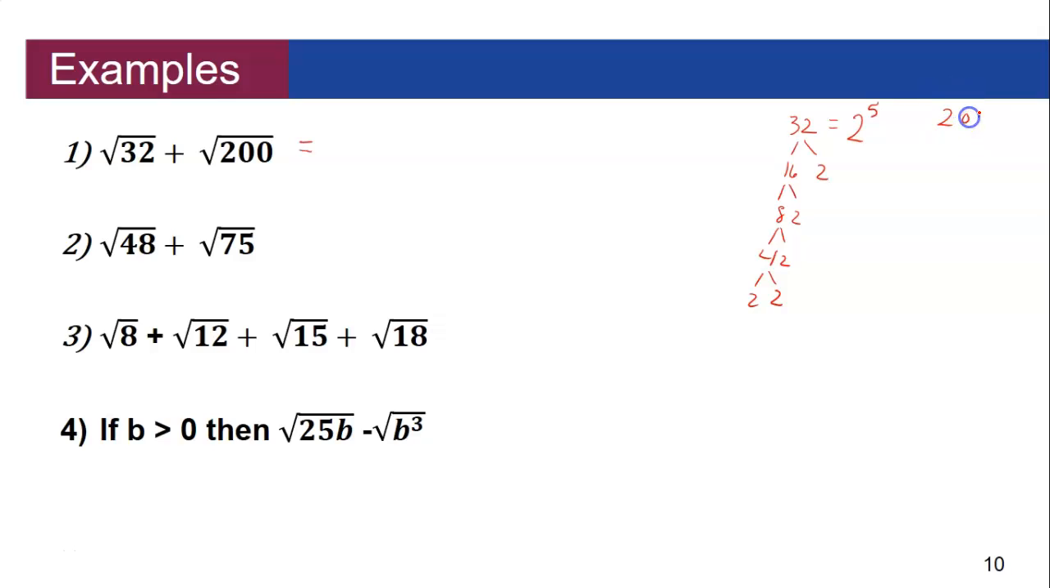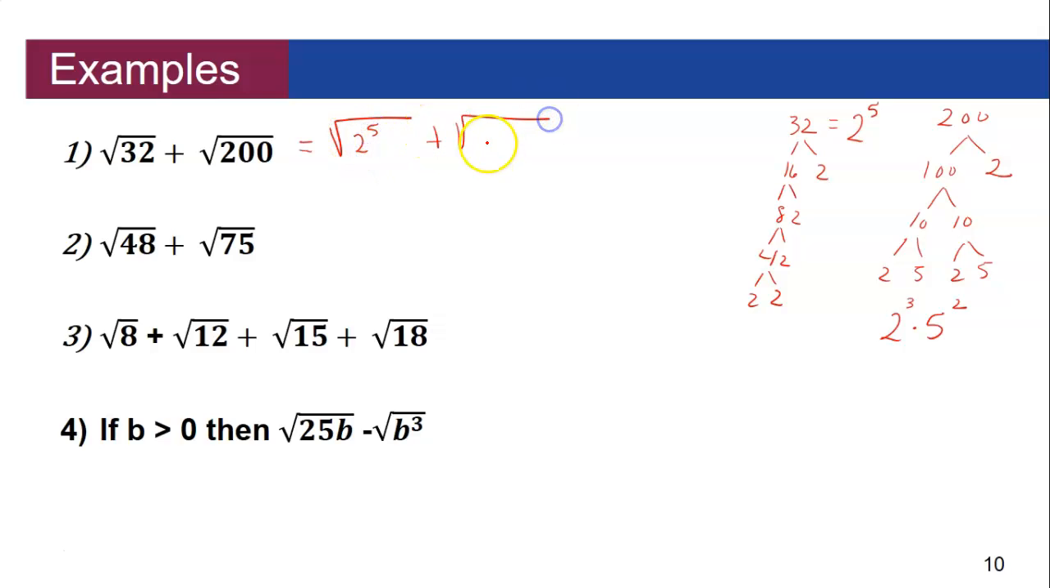If I do 200, then let's do 100 times 2. This will be 10 and 10, 2 and 5, 2 and 5. So we end up with 2 to the 3rd times 5 to the 2nd. Okay, so if we're simplifying these, here we've got 2 to the 5th, and we're going to add to that 2 to the 3rd and 5 to the 2nd power.